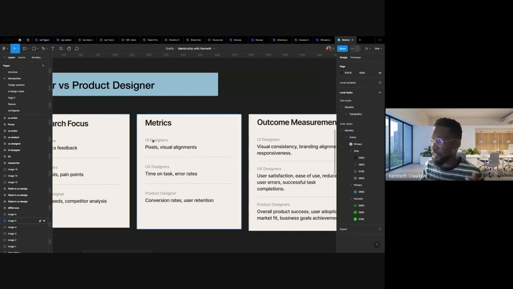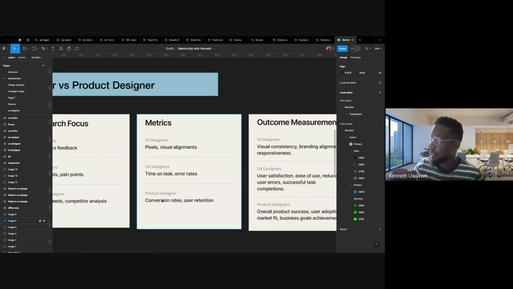So let's look at the metrics right now. Some of the things that these people measure: UI designers measure the pixels and visual alignment, which is very valid. The UX designer thinks about time on task and error rates. How long does it take to actually perform a task? The product designer thinks about conversion rates. Who are the people that are coming later on to buy? Retention rate: how many people come again to use my product after their first time?